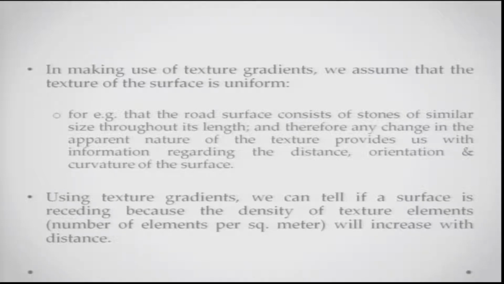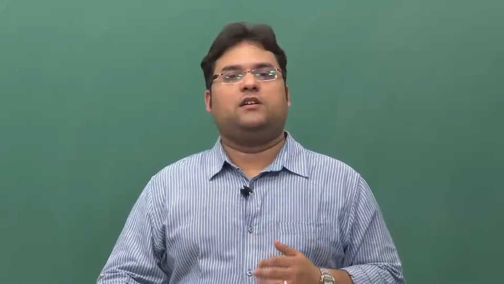converging or it appears to be diverging, and this information about distance, if there are no other cues available, can actually be really important for you to guess how far you are from a particular milestone and those kind of things. We'll talk about this in more detail as we go ahead. So using these texture gradients, we can actually tell if a surface is receding, that is moving away from us, or if it is actually coming closer.